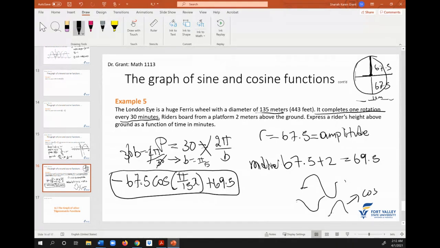This might be a little bit of a stretch, but basically we use the fact that it has a complete rotation in 30 minutes to give us our period. We use the fact that a period is equal to 2 pi over b to help us find b. Then, since the Ferris wheel is being boarded 2 meters above ground, that means the circle is elevated 2 meters up. So that means my midline, or the middle of the circle, is going to be at 69.5 because we add 2 to the radius. And so basically you put everything together and you should get this equation. Okay, so we'll stop here for today. Be sure to check out your homework.